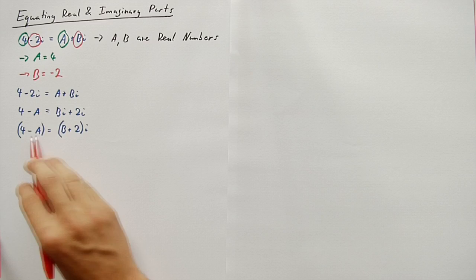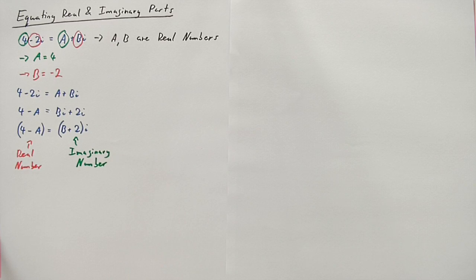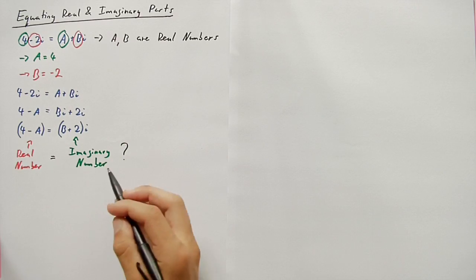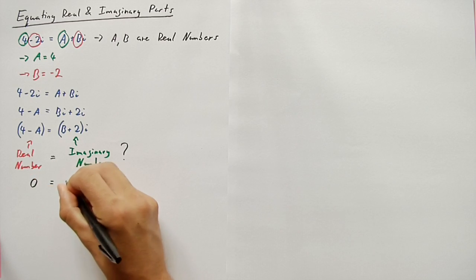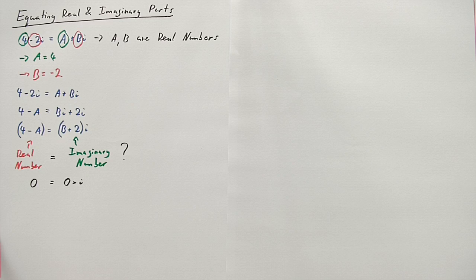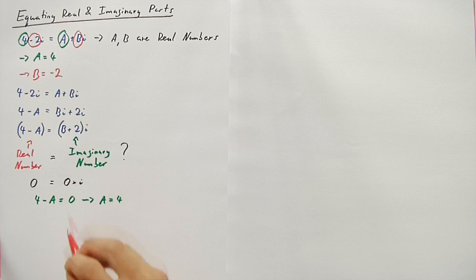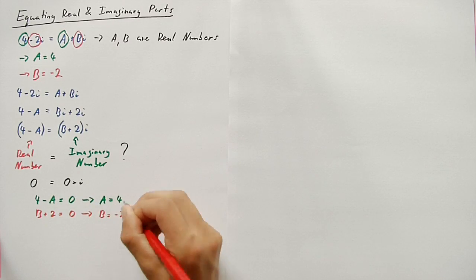But that means on the left side we have a real number, whereas on the right side we have an imaginary number, because it's a real number, b plus 2, multiplied by i. But how can a real number be equal to an imaginary number? Well, the only way that it's possible is if the real number is 0 and the imaginary number is 0i, which of course is still 0, since 0 times any number is 0. So that would mean 4 minus a is equal to 0, or in other words, a equals 4, and similarly b plus 2 is equal to 0, or in other words, b equals minus 2, which just leads us back to our original answer.